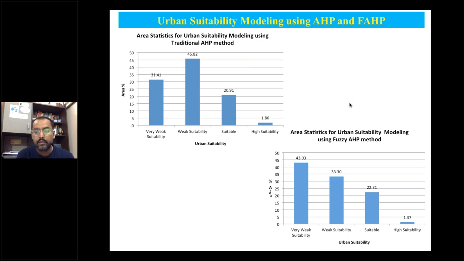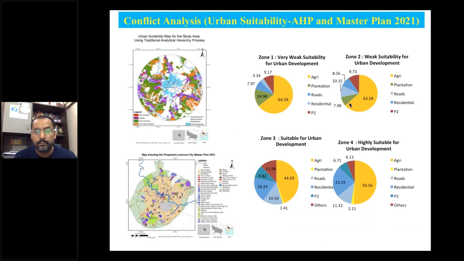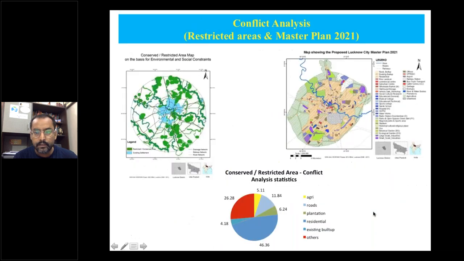If you want to talk about the new concept of growing locally and eating locally and having resilient and smart cities, you could have a smart city, but the urban fringe and the peri-urban area is very, very important. So these are all the conflict analysis. And what we did was superimpose the restricted and constrained areas on the proposed master plans, and we got the land use conflicts.